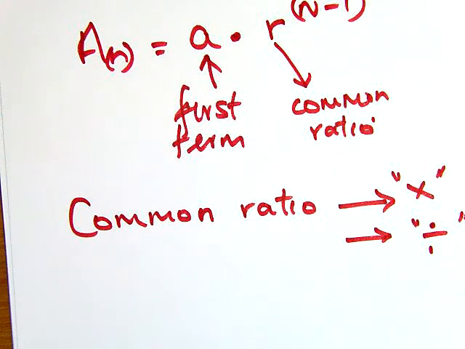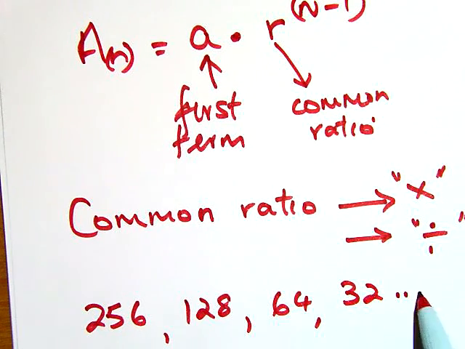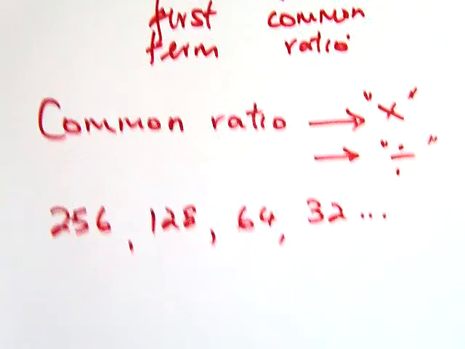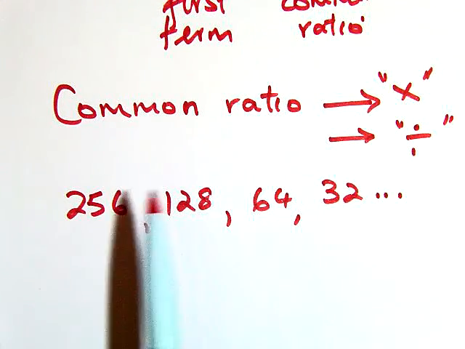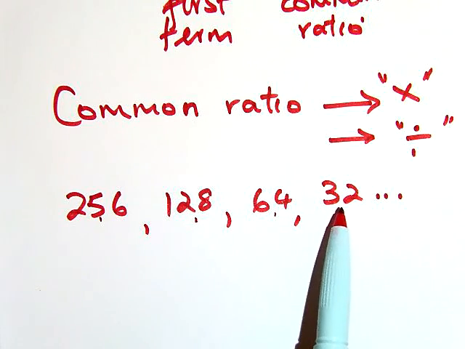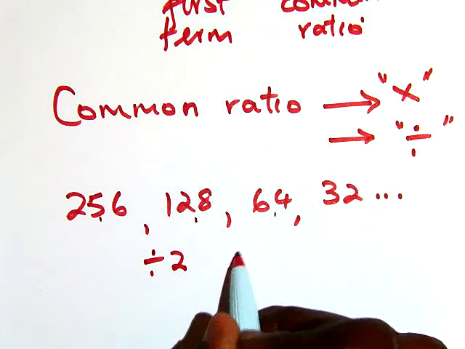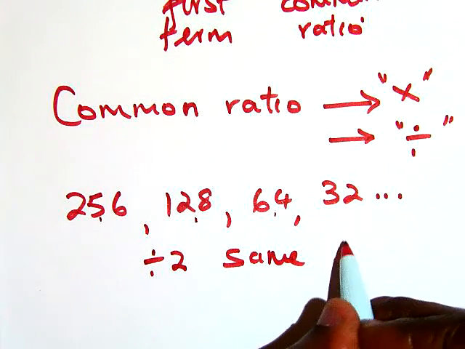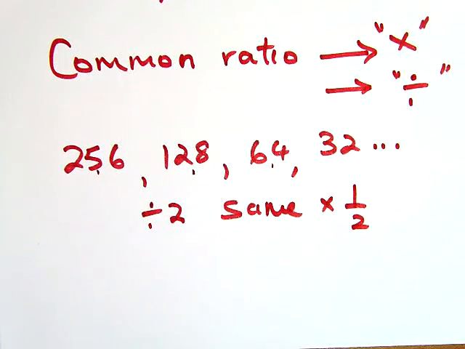So let's say I gave you this sequence, 256, 128, 64, 32, etc. Is this an arithmetic sequence, a geometric sequence? Yes, it is, because each time I'm dividing by 2 to get the next term in the sequence. Please bear in mind that when we divide by 2 is the same as multiplying by 1/2. So dividing by 2 is the same as multiplying by half.